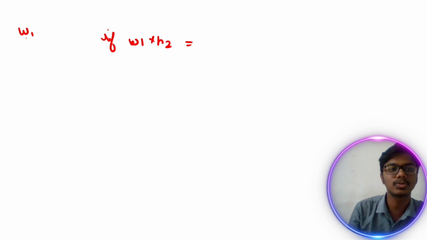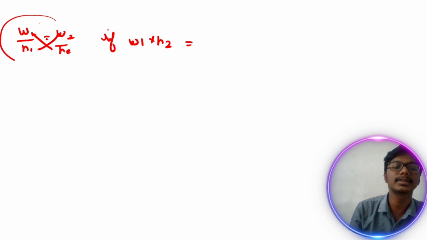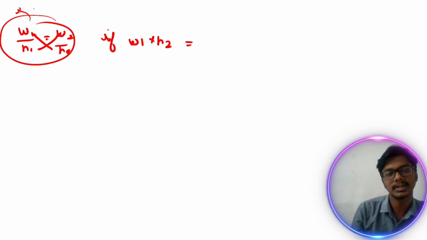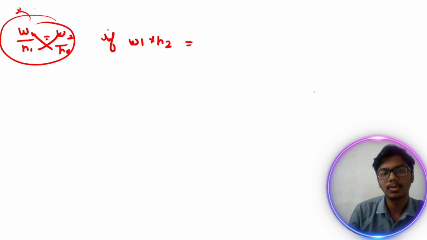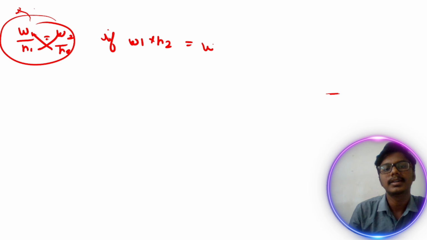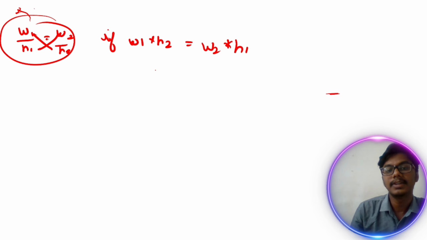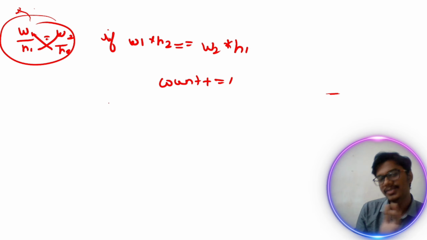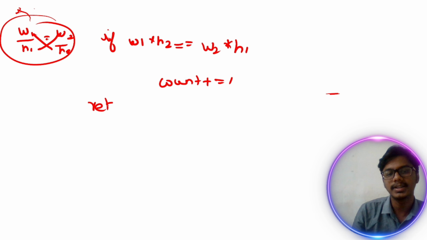Now I implement the if condition. If w1 divided by h1 is equal to w2 divided by h2. Why am I multiplying by h2 and h1? I simply cross multiply, because I don't want to handle the precision errors. So if w1 star h2 is equal to w2 star h1, then I simply increase the count by 1. After iterating through the entire array, after finishing this, I simply return the count.